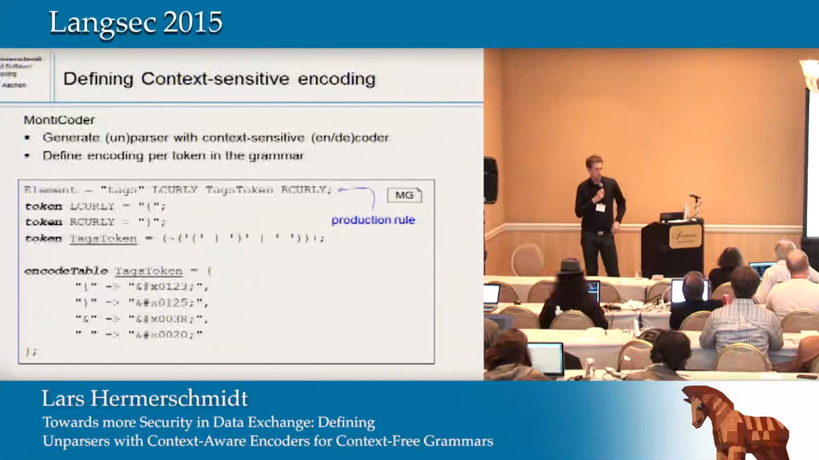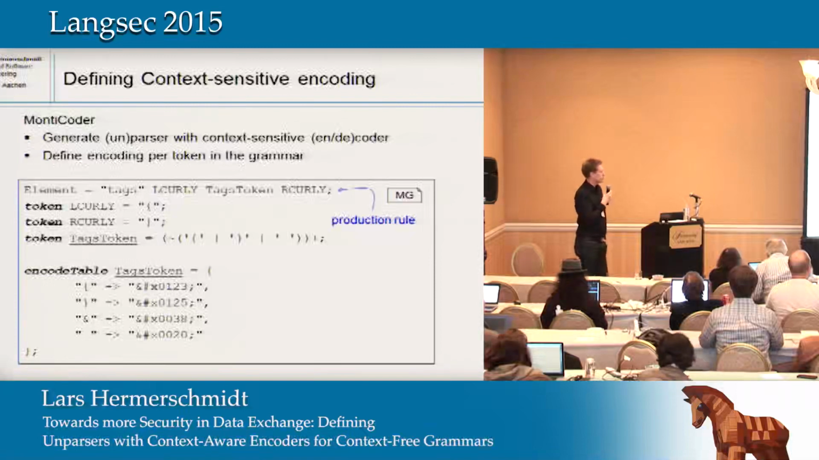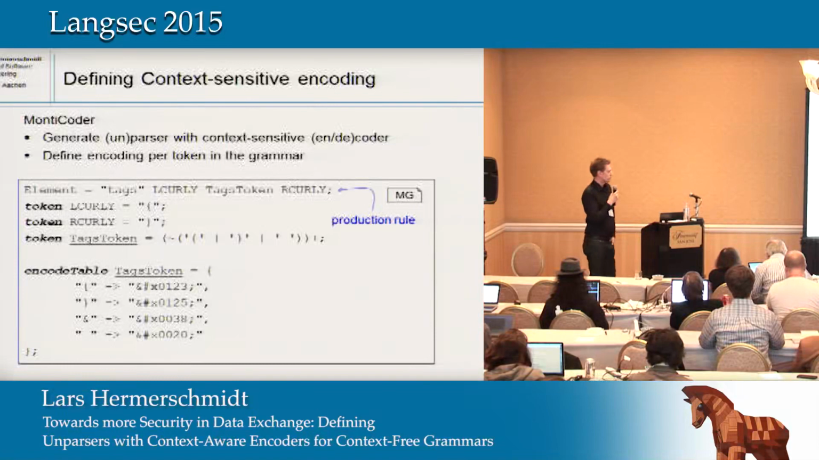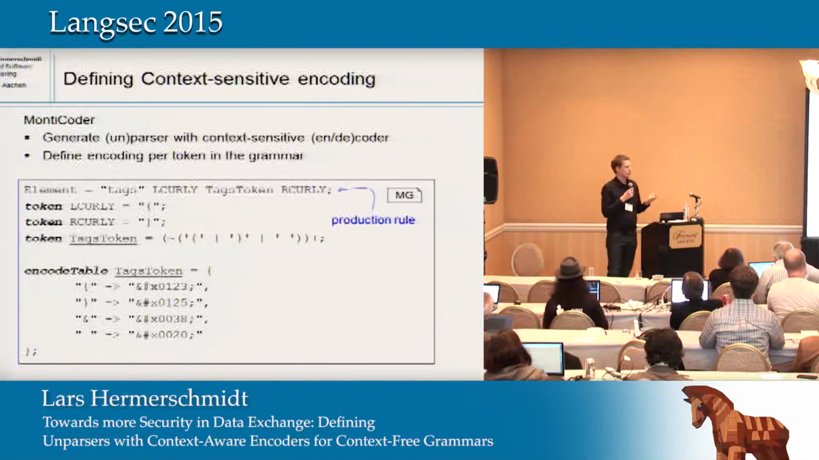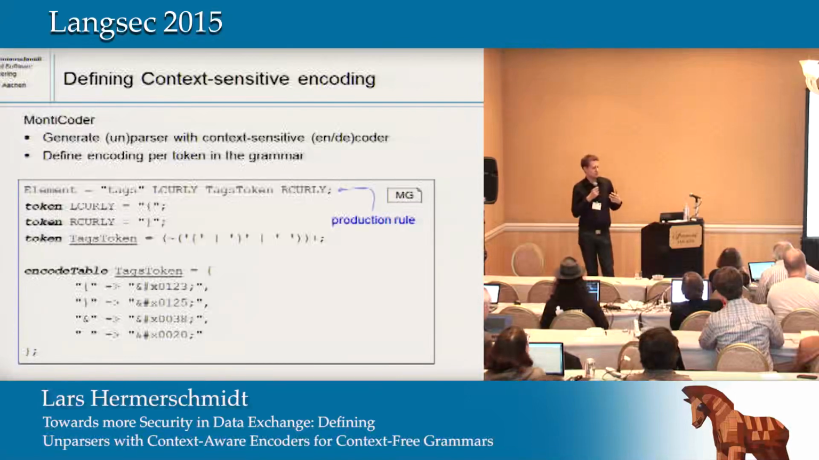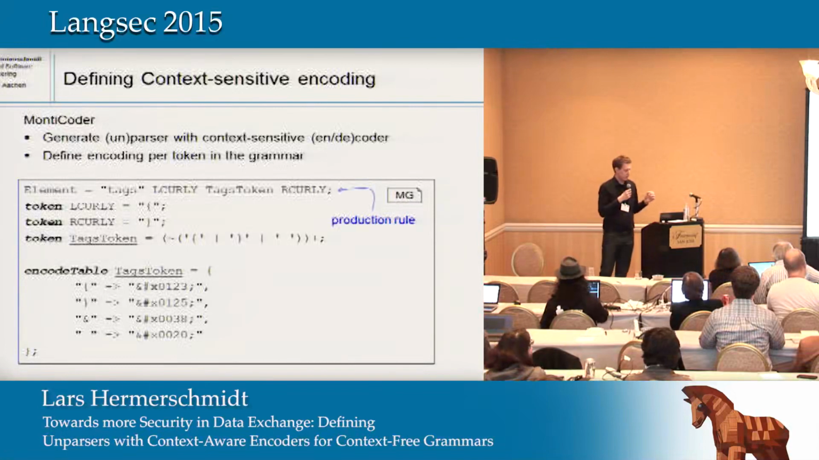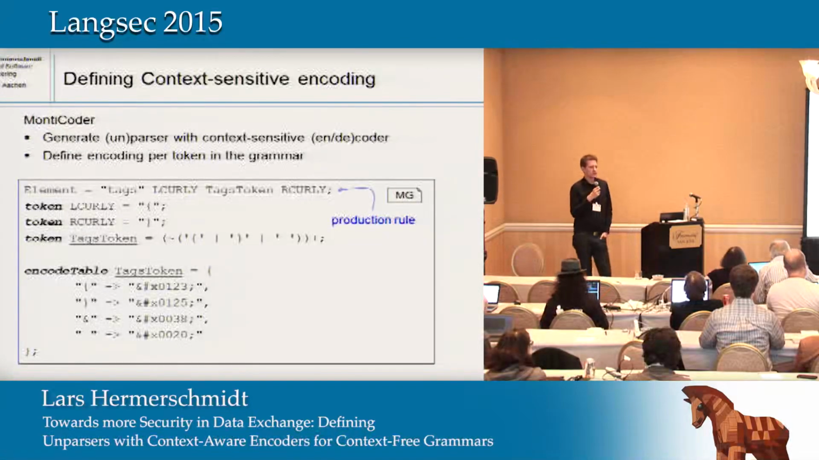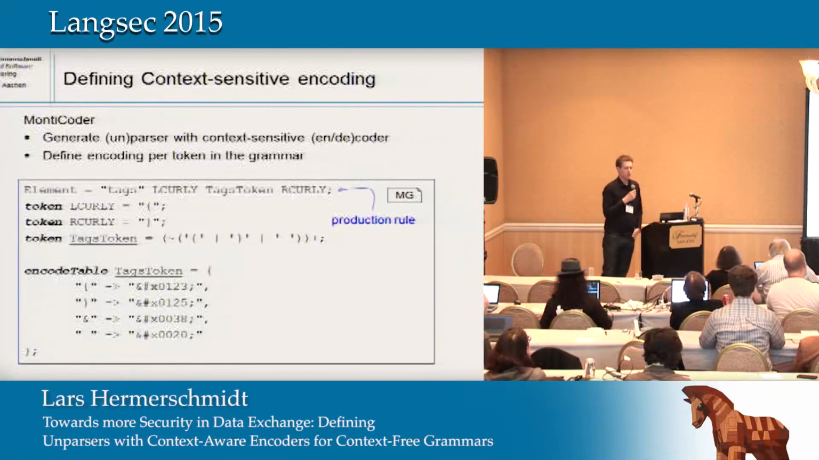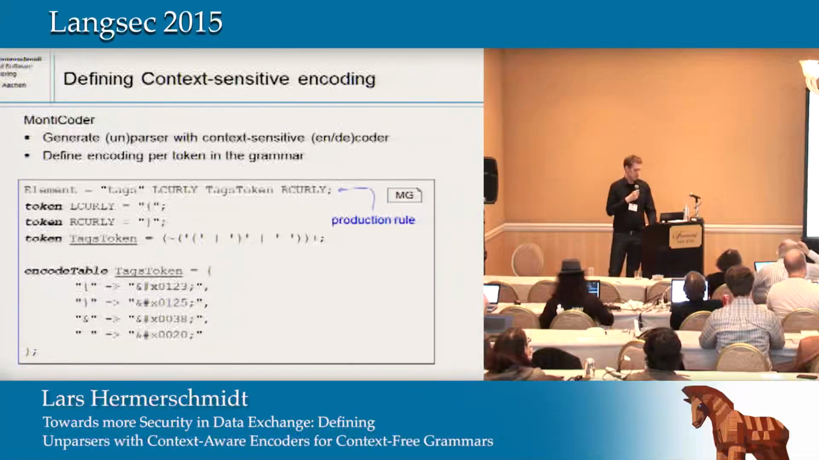As we are lazy, we don't want to write these parsers and unparsers by hand, so we want to generate them. We extended a tool called Monticore. We have our grammar here, and Monticore is basically a parser generator, so we generate parsers and unparsers from it. What we did in this work is extend the definition of grammars with this encoding table down here, on a per token level. So you can define within the grammar that some characters within this token get encoded, so these special characters do not interfere with other structures.